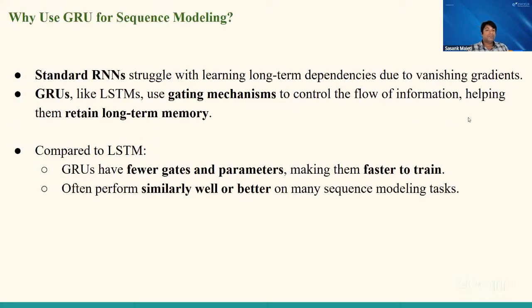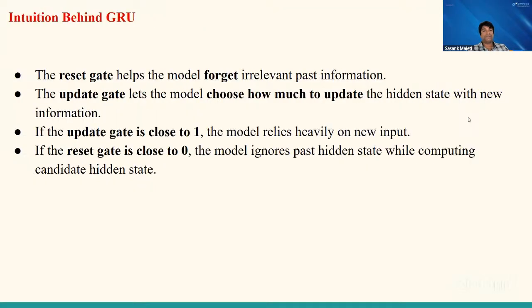Why was GRU introduced? Because long-term dependencies are required, and the problem of vanishing gradient has been faced by the regular RNNs and the LSTMs. These GRUs helped to retain the memory. How they contributed to retaining the memory is a very important concept: the gates.